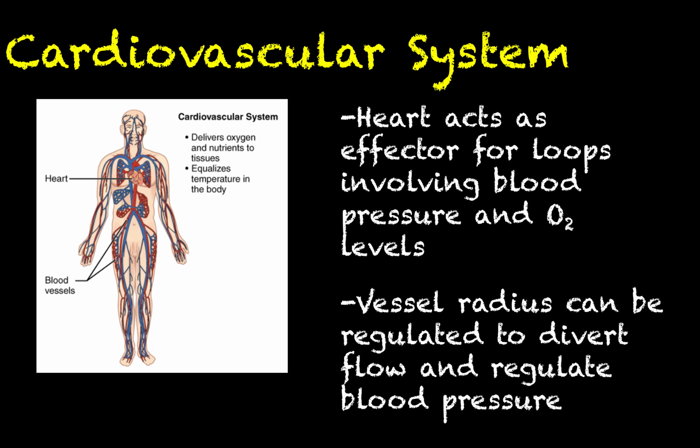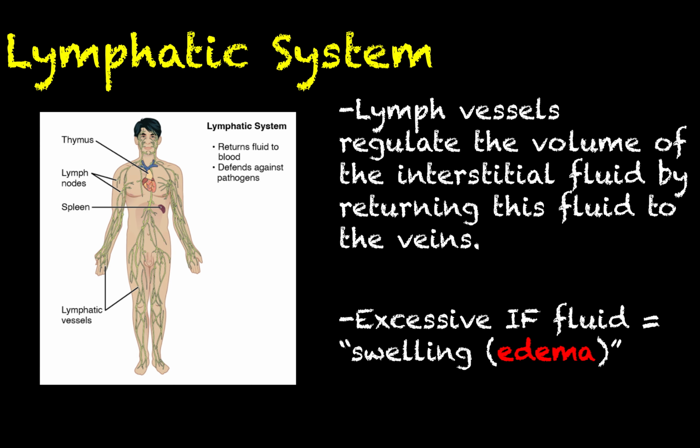And then furthermore, the actual radius of blood vessels in the body, usually we're talking about arteries and arterioles in that regard, the radius of these blood vessels can be regulated to divert blood flow and regulate blood pressure. You can kind of think of pipes opening and closing in that regard. Blood vessels are very much the same way.